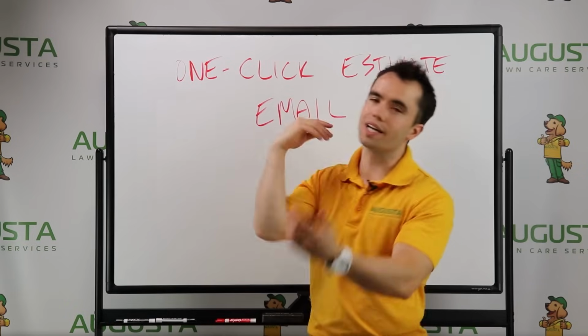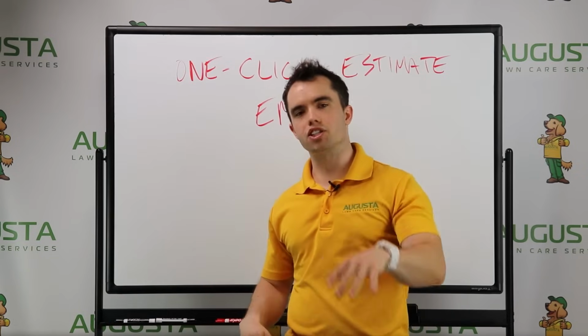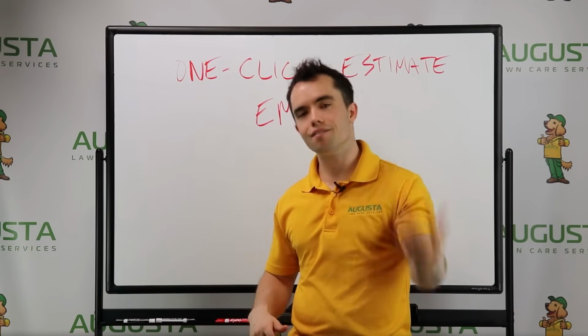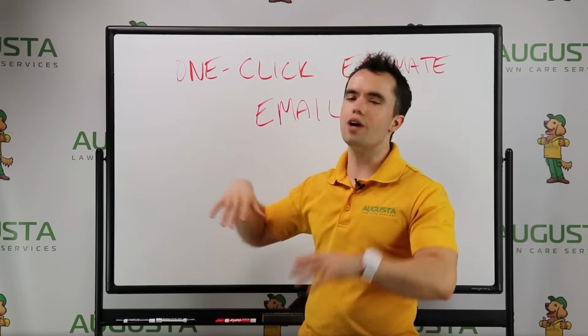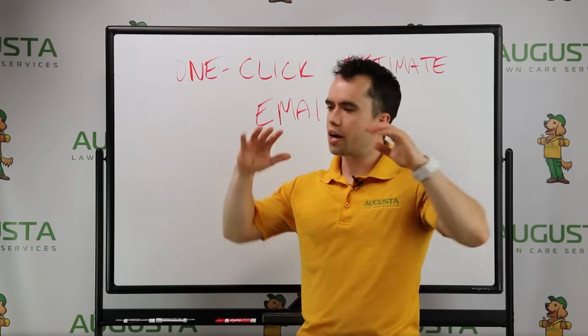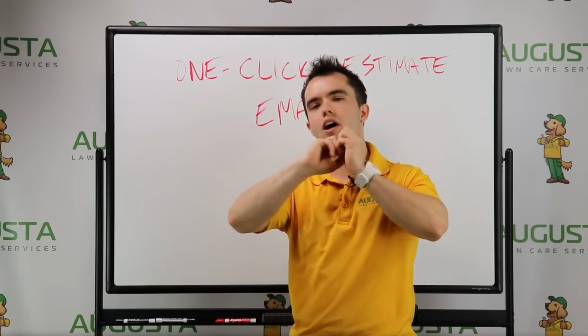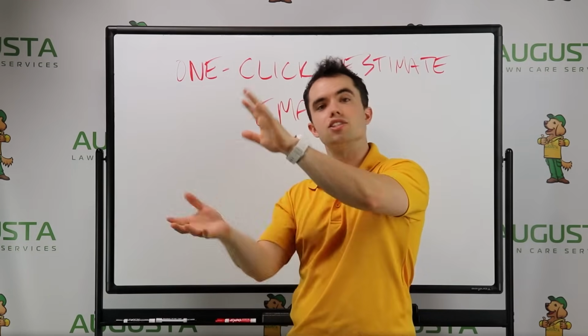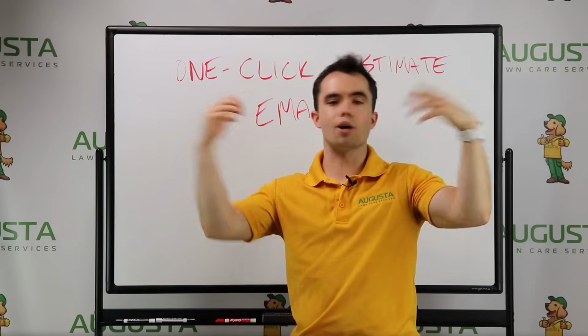Now, ideally, it's just one click, right? But if you haven't built that functionality into your CRM or it doesn't have it, make sure it's as easy as possible for them to respond. We built it at Augusta where it's literally one click and it immediately triggers an automation that lets us know they want this specific type of service, and we're able to get that to them.